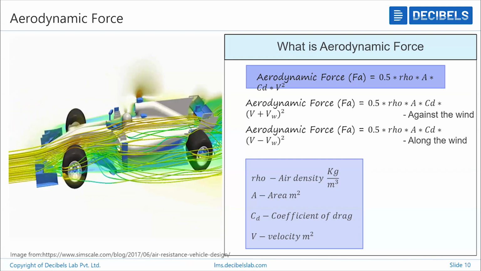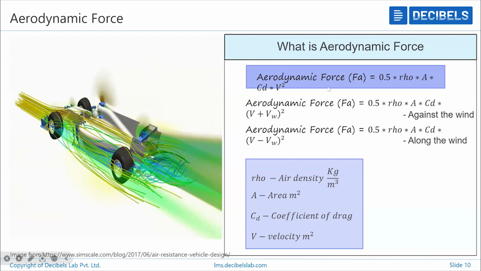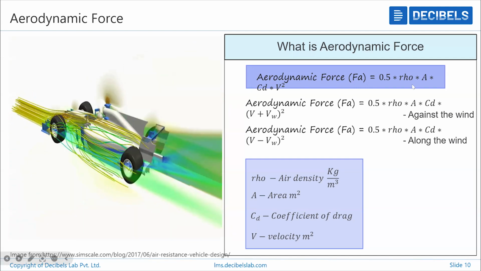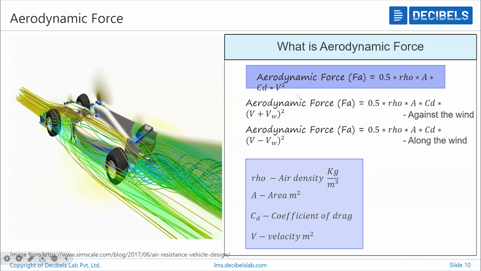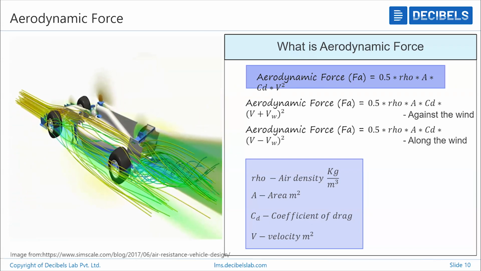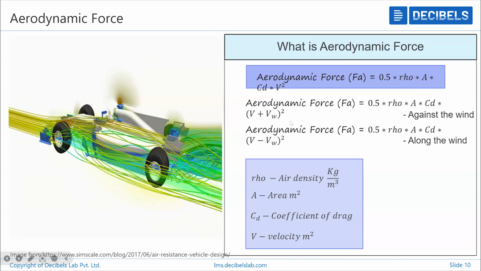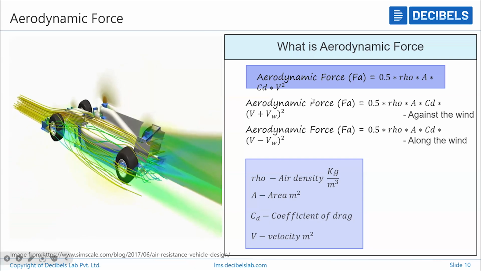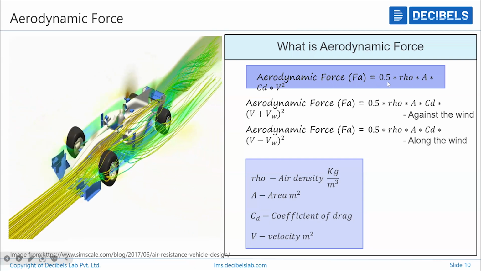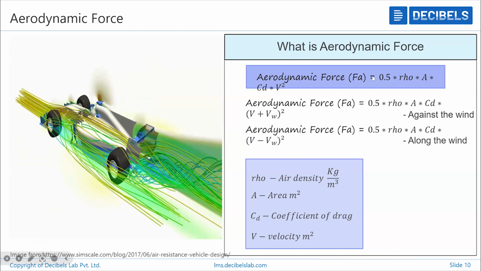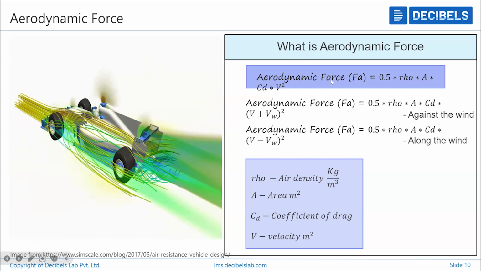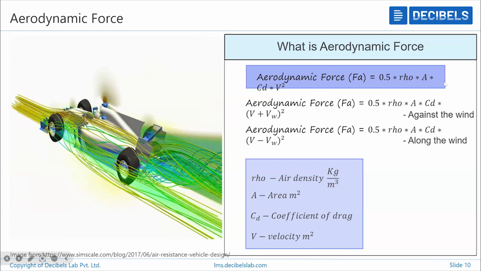Here, if you see the first equation, I think the font has been changed, maybe because of the change of the application where I am open. Okay, I hope it's fine. So the aerodynamic force equation which you are seeing here, 0.5 rho A CD V square, you can consider as a generic form.